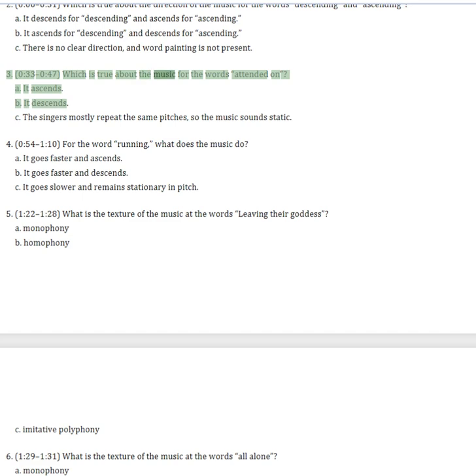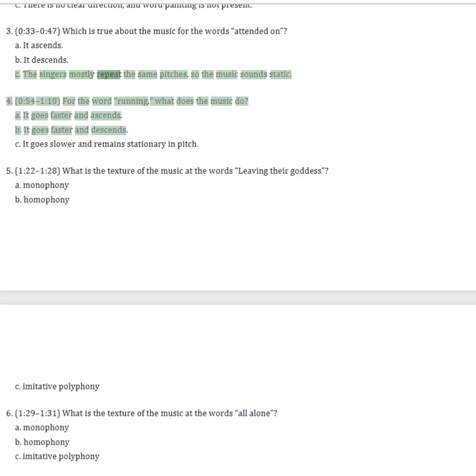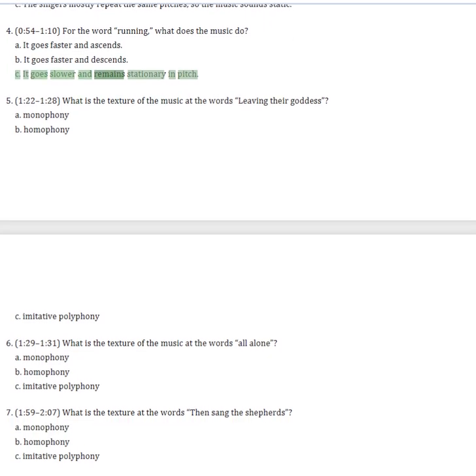3. Which is true about the music for the words attended on. A. It ascends. B. It descends. C. The singers mostly repeat the same pitches, so the music sounds static. 4. For the word running, what does the music do? A. It goes faster and ascends. B. It goes faster and descends. C. It goes slower and remains stationary in pitch.